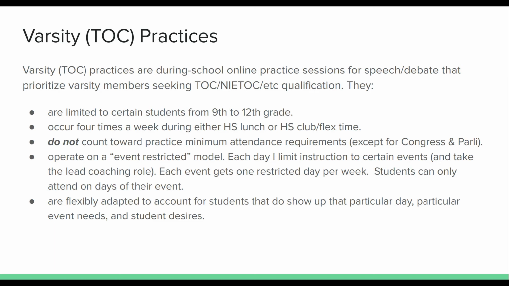Some people might show up and say they have different needs or desires or things they want to talk about or run through with me that day. It's going to be very much adapted to what the students need to get prepared for these tournaments.